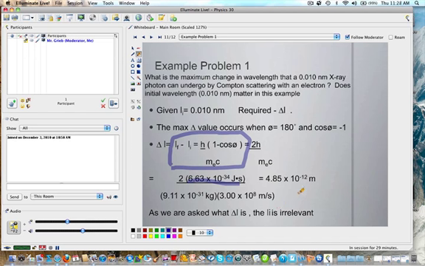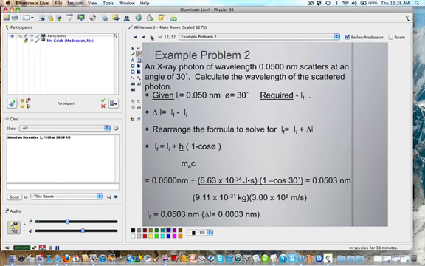Okay. Now, this is the change. Okay, what is the maximum change? This gives us the change in wavelength. Now, since we've already answered the question, the initial wavelength is irrelevant. Okay, we didn't actually need this value here. We had all the other information we required. Okay. Now let's take a look at a second example.